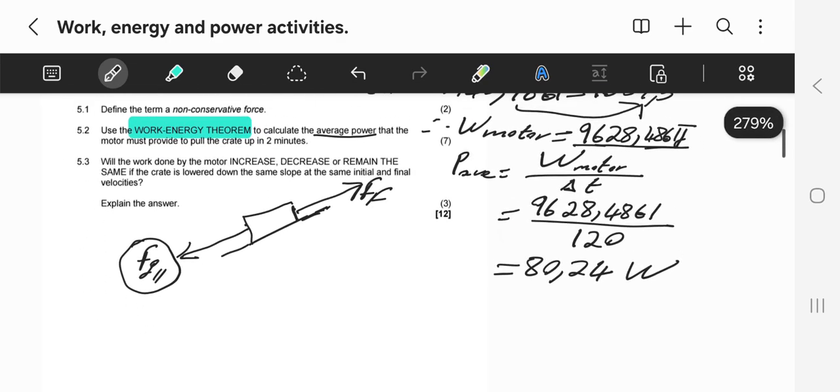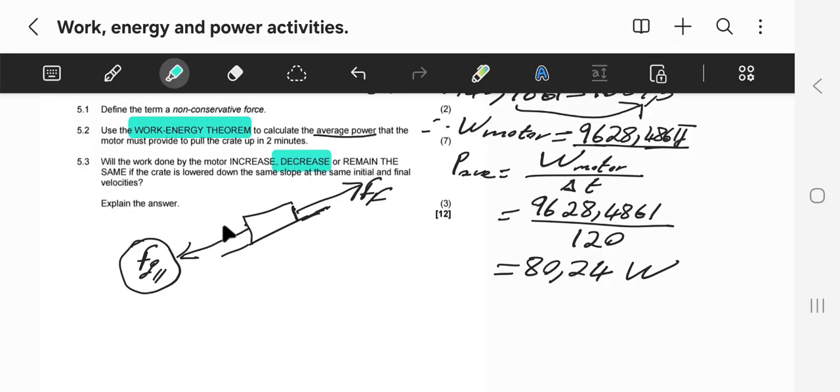However, when the object is now moving downwards, it is being assisted by this force of gravity parallel and is only fighting against the force of friction. So the work done by the motor will then have to decrease. It no longer has too much work because it's only fighting against one force that is opposing its motion, and it is being assisted by this force. Why is it being assisted by this force of Fg parallel? It's because this force is moving in the same direction as the motor.